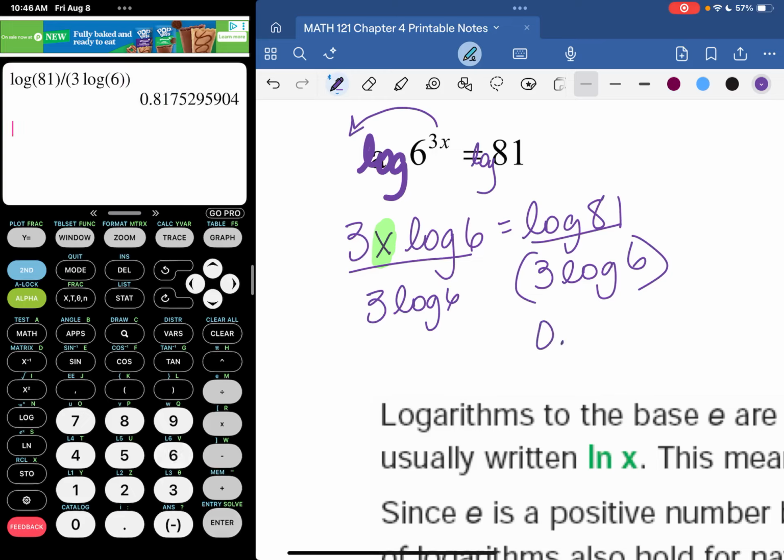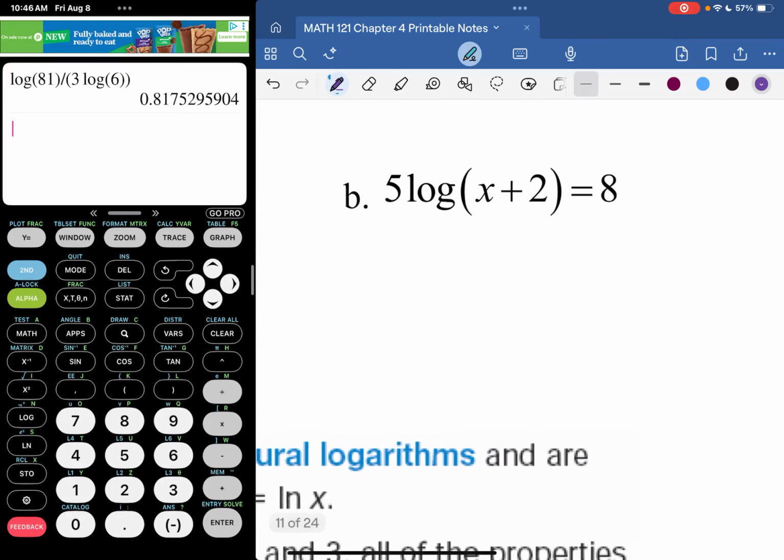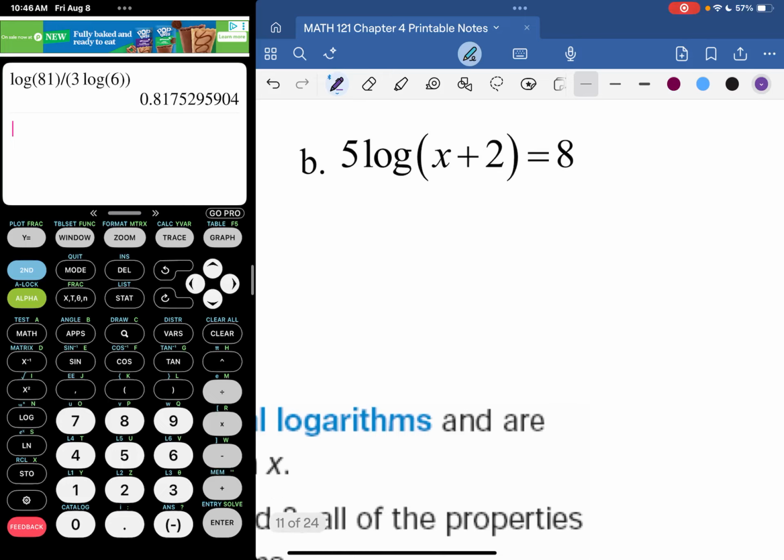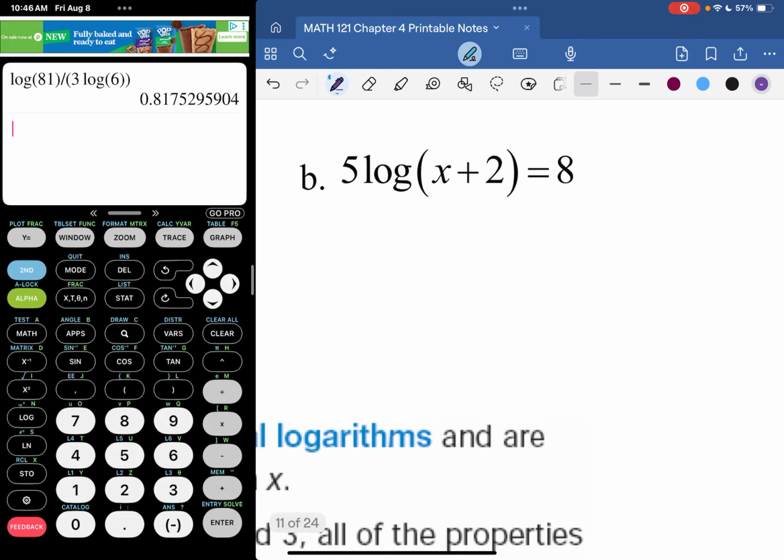And that's 0.8175. Okay, here's another type. So this one, what we're going to do is we're going to go ahead and divide by 5. So we'll have log of x plus 2 equals 8/5.